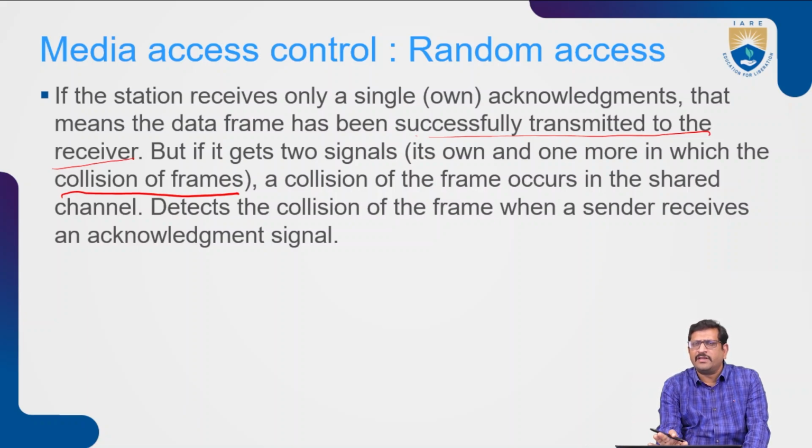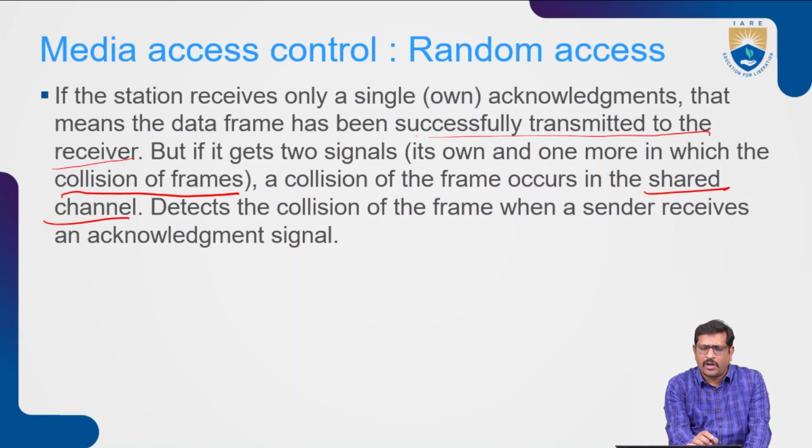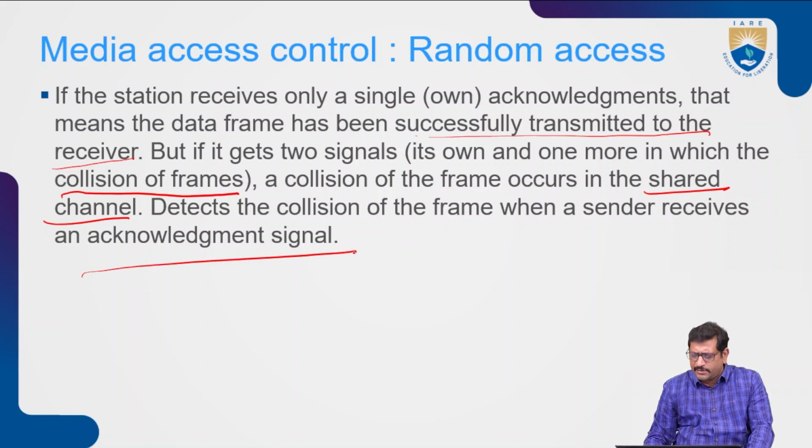Wherever collisions occur at the shared channels, they can be removed by applying different mechanisms, such as Banker's algorithm or, generally, a state-free algorithm. With these different algorithms, collisions can be detected and avoided when a sender receives the acknowledgement signals of the frames.